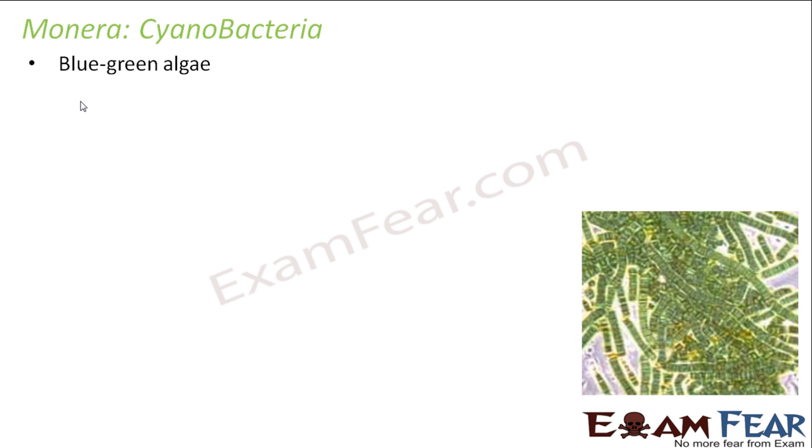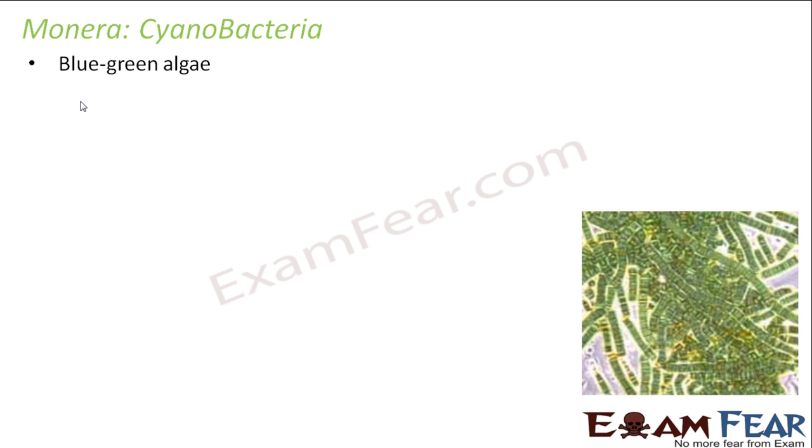Cyanobacteria is nothing but blue-green algae. So when I talk about algae, what comes to your mind? The green colored grass-like thing which you see on the surface of water. Mainly you would have seen it on the ponds and all, the small water bodies. So that is what you get in your mind whenever we talk of algae.